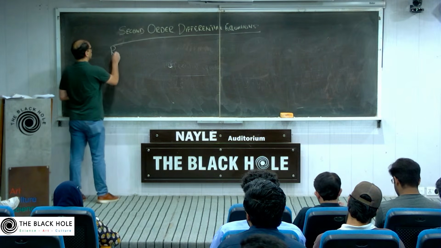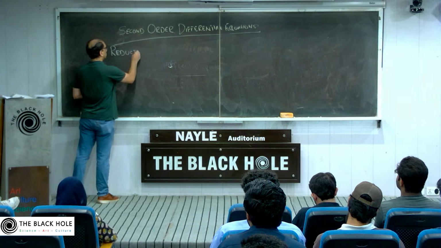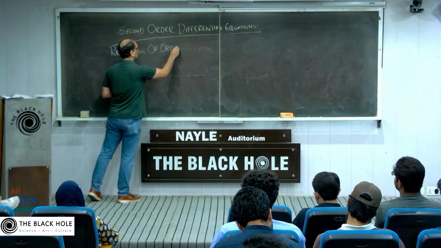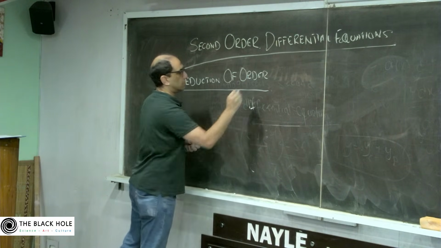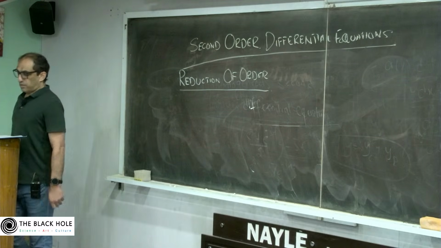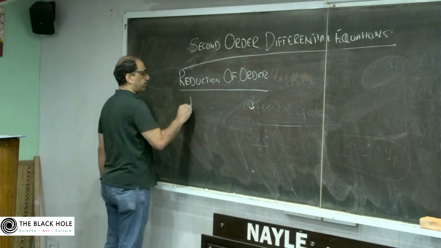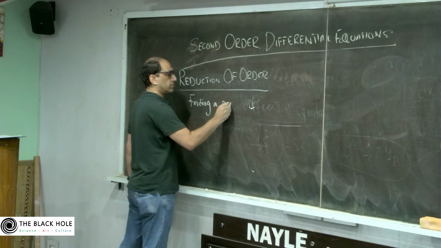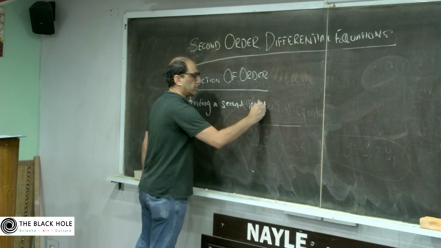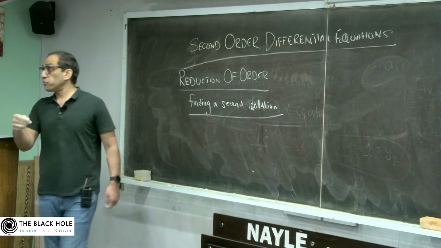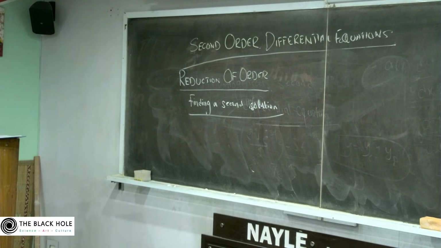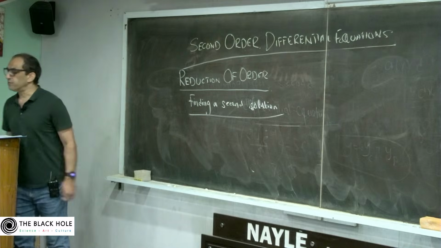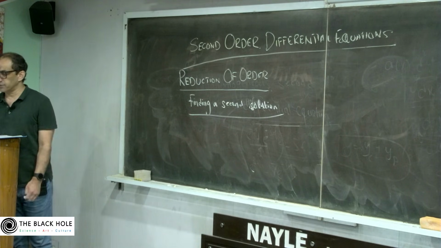Reduction of order. It's also called finding a second solution. This can also be termed as the extension of the variation of parameters to second order differential equations. Okay? So first we deal with a very simple case and then we will deal with the special case.